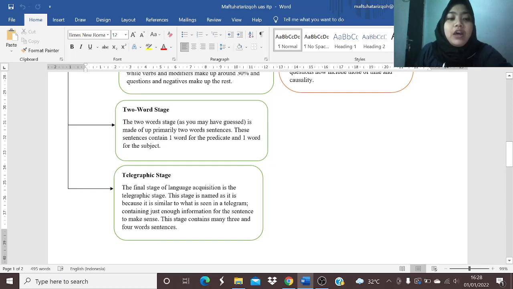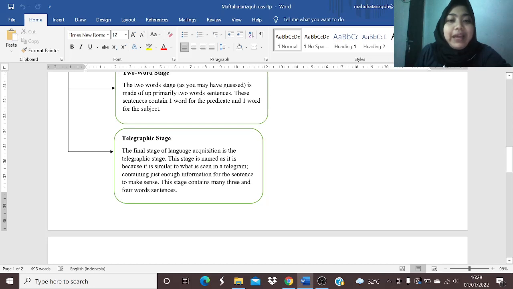The third is the two-word stage. The two-word stage, as you may have guessed, is made up of primarily two-word sentences. The sentences contain one word for the predicate and one word for the subject. For example, "doggy walk" for the sentence "the dog is being walked." During this stage, we see the appearance of single modifiers, for example, "that dog." Two-word questions, for example, "mommy eat." And the addition of the suffix -ing onto words to describe something that is currently happening, "baby sleeping."